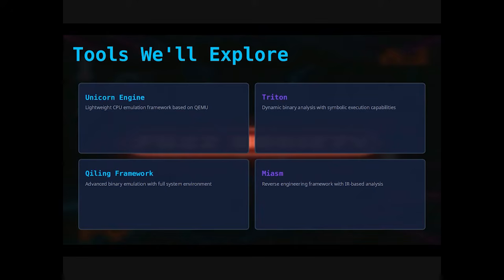And finally, we will briefly see Miasm, which is another reverse engineering framework which also does symbolic execution. And in this case, it contains an intermediate representation. So the symbolic execution is done over that intermediate representation. And also, in opposite to Triton, it allows us to do some static analysis together with this symbolic execution.